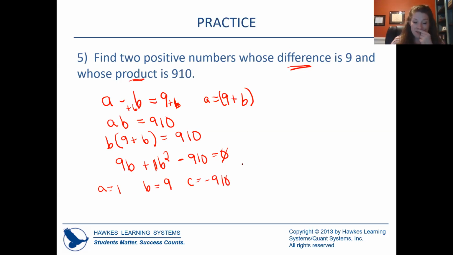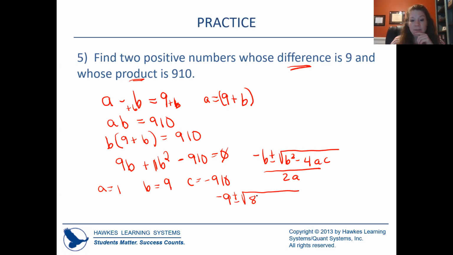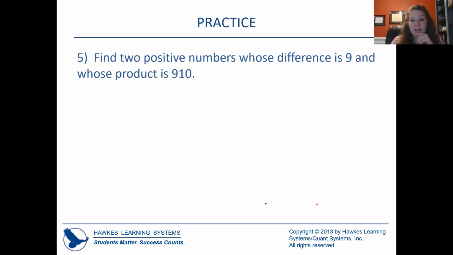So then we're going to have negative b plus and minus the square root of b squared minus 4ac all over 2a. So now the opposite of b is negative 9 plus and minus 9 squared minus 4 times 1 times negative 910.